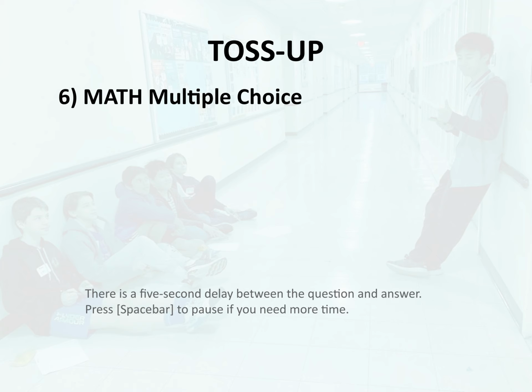Toss-up 6. Math. Multiple choice. Jared has 2 standard 6-sided dice, one white and one red. If Jared tosses the dice, what is the probability he will get 4 on the white die and an odd number on the red die? W. 1 over 18. X. 1 over 12. Y. 1 over 6. Z. 5 over 18.